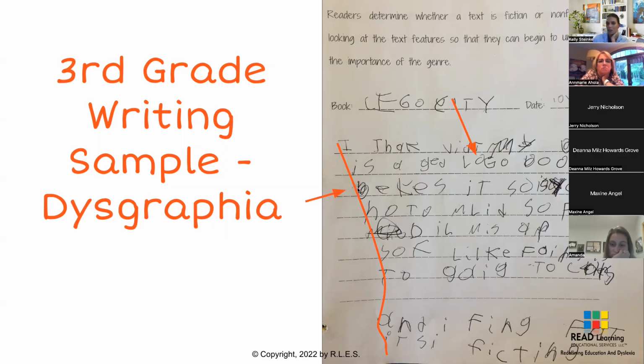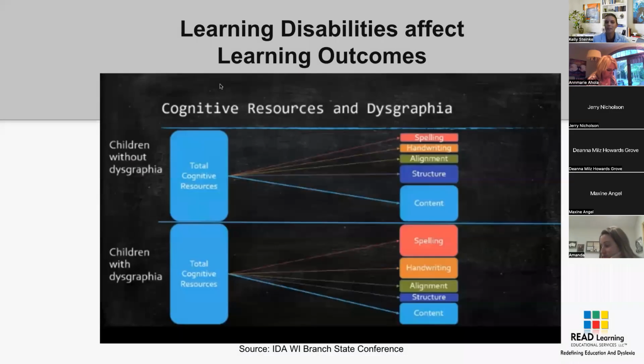Oftentimes when students are confused about directionality, like B versus D, they'll use a capital B or a capital D because they know which one to use then. And you're going to notice more flipped around words. Instead of is, they have SI. Right above that, they have I. That's not capitalized. In third grade, all third graders should be capitalizing their I's as a proper noun.